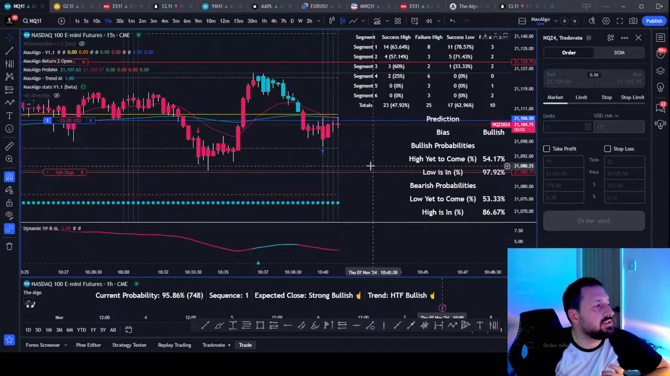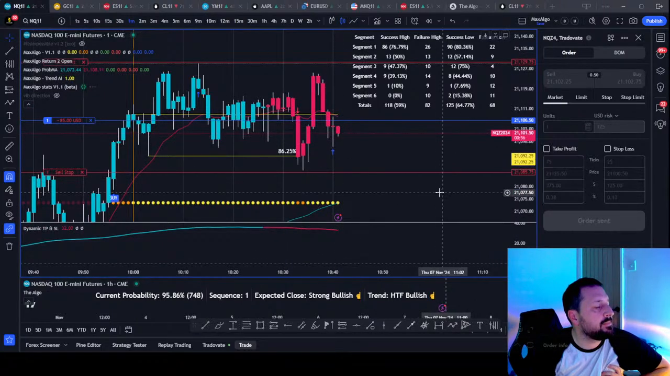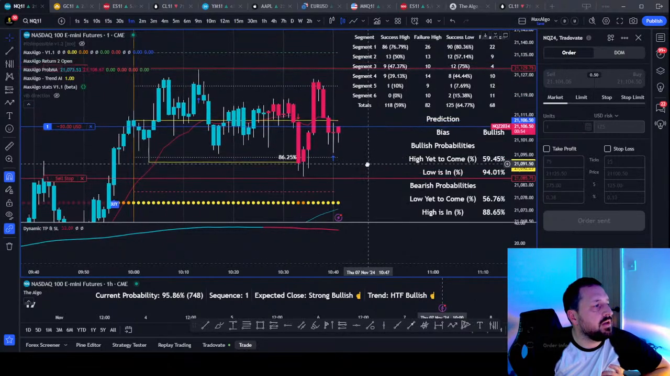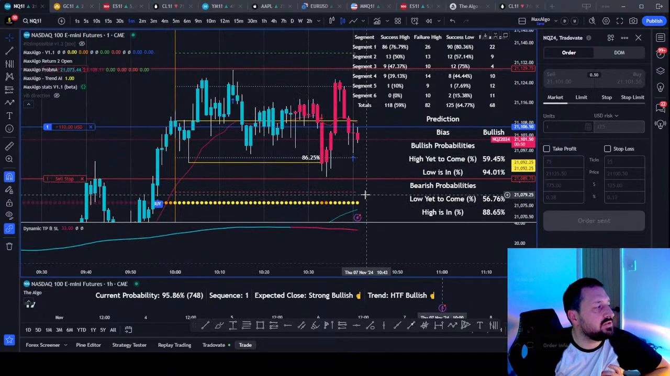I want to see that 15-second go back bullish. Although this looks very corrective down. But this will be the last trade of the day for me.